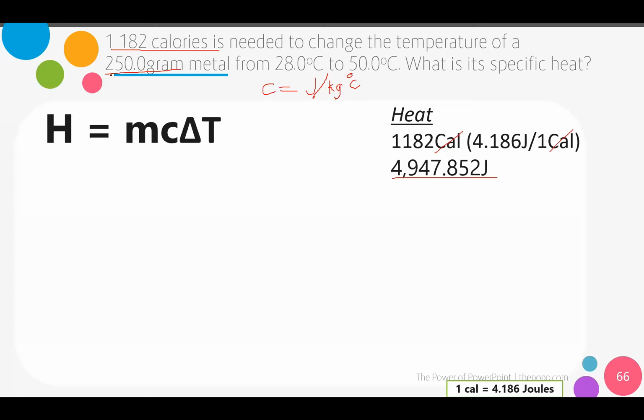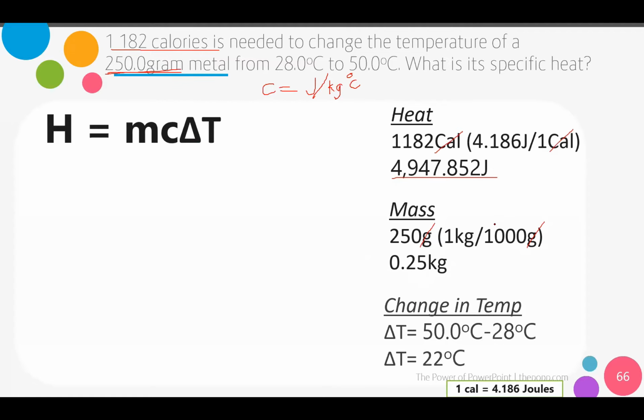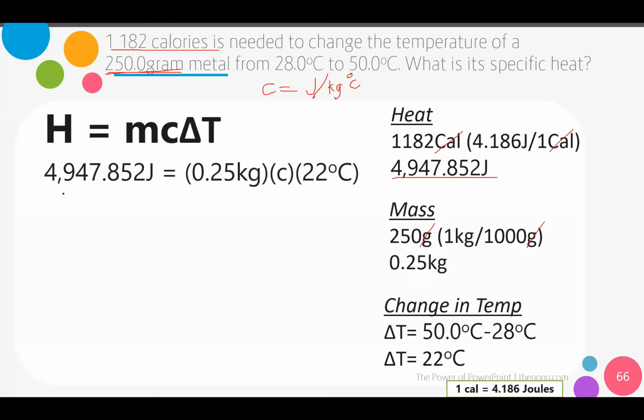And our mass, which is 250 grams, convert into kilogram. So cancel yung gram. And that is 0.25 kilogram. And for our change in temperature, simply subtract lang natin yung kanyang final minus initial. And that is 22 degrees Celsius. The next, substitute natin sa ating given equation. Okay. So after we substitute, simplify natin. So 0.25 times 22, that is 5.5 kilogram degree Celsius.